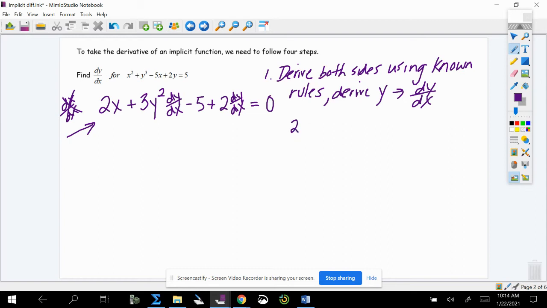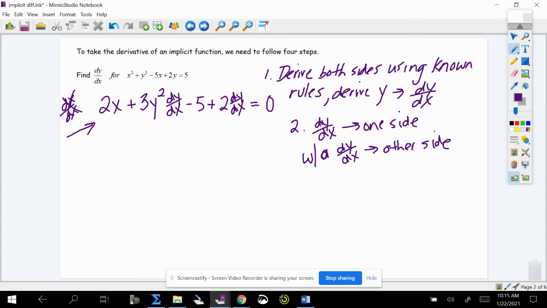Step two, it's kind of a rearranging of terms. You're going to have a whole bunch of terms here. Some will have dy dx, some won't. You want to put all your dy dx terms on one side, and everything without dy dx you want to put on the other side. Basically, it's like a reorganizing.